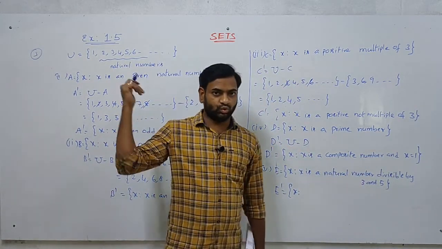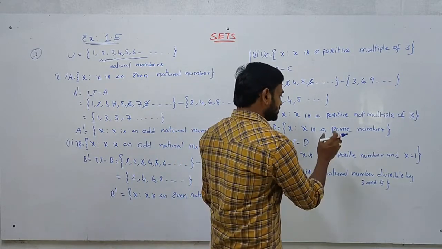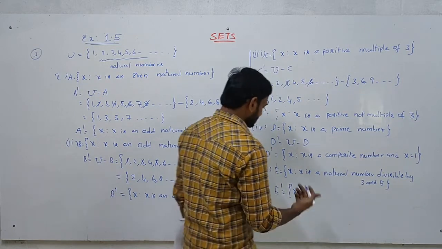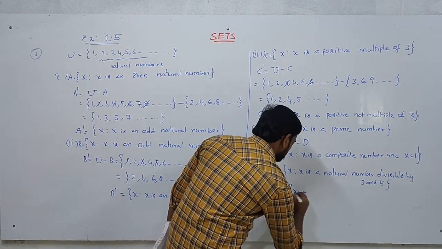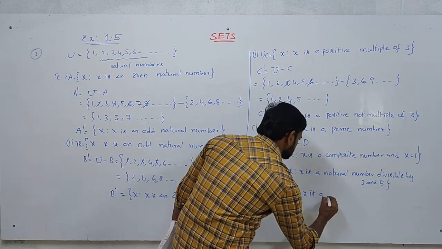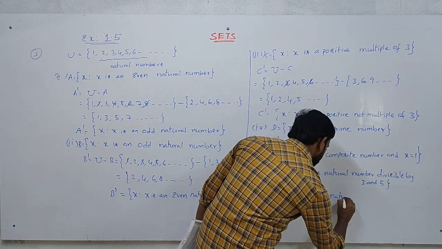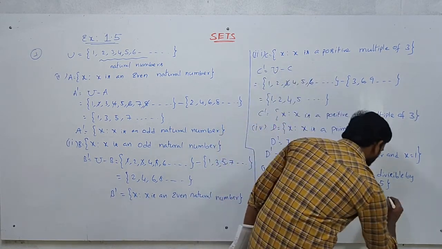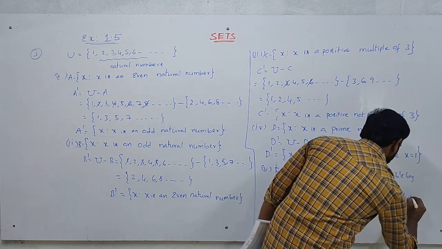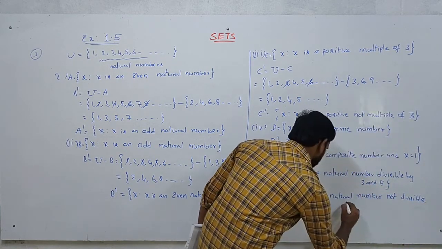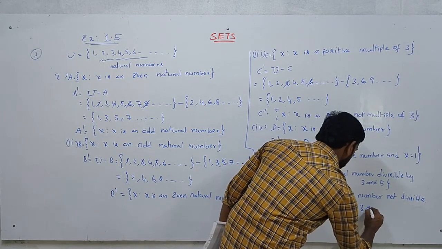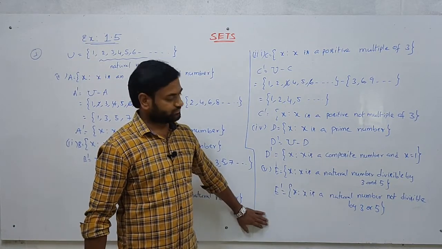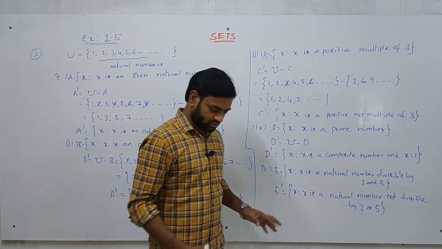From U, if you delete those which are divisible by 3 and 5, the remaining are not divisible by 3 and 5. I am writing that one directly. Therefore, x such that x is a natural number not divisible by 3 or 5. Not divisible by 3 or 5. So that is the fifth one.